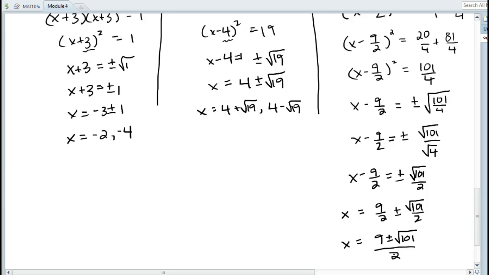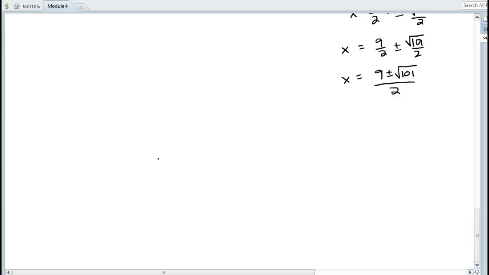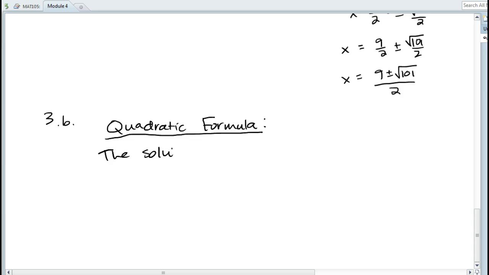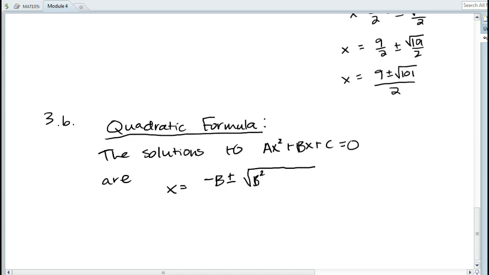And so hopefully from that example you can see how you can use completing the square to really get the quadratic formula. So that's what I'm going to call 3b, the quadratic formula. So what this says is the solutions to ax squared plus bx plus c equals 0 are x equals negative b plus or minus the square root of b squared minus 4ac, all divided by 2 times a.